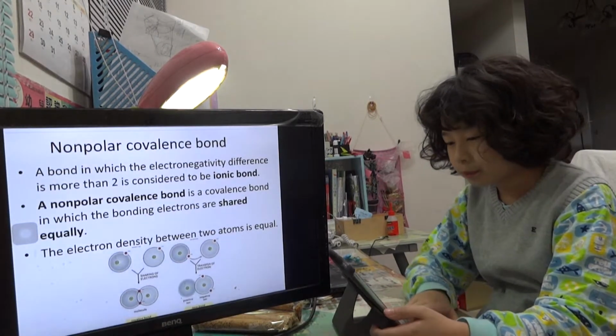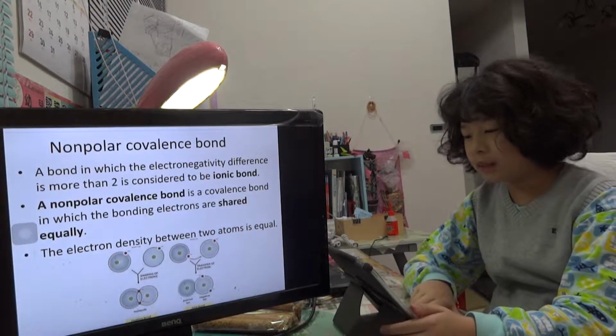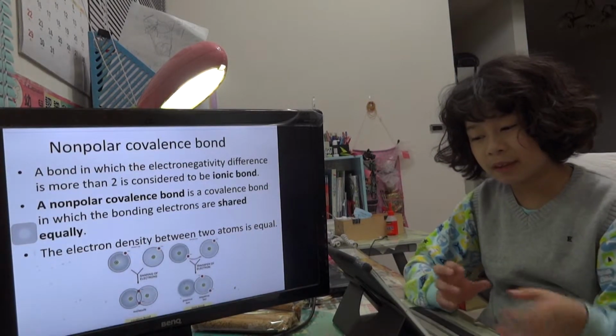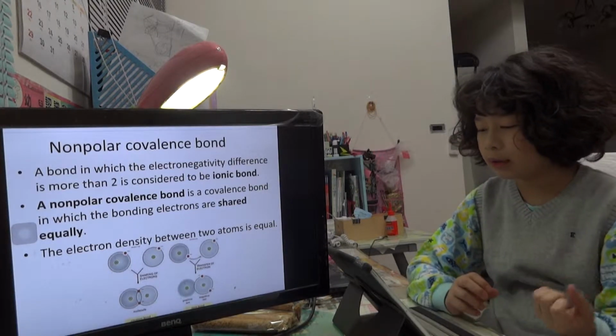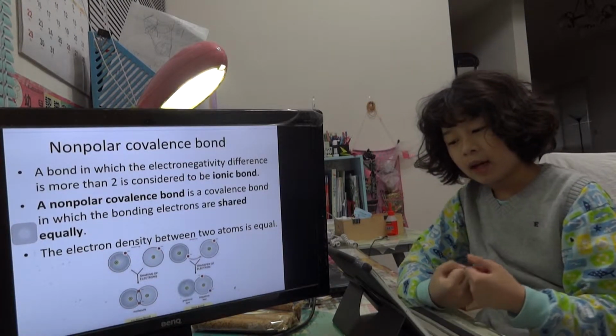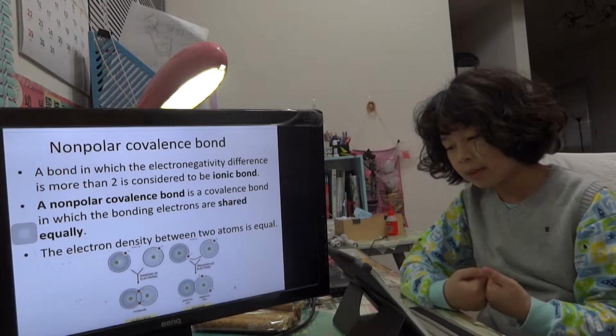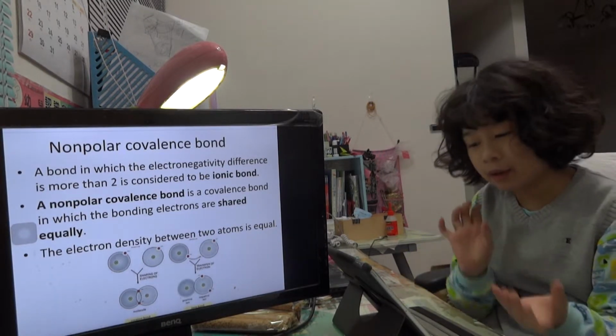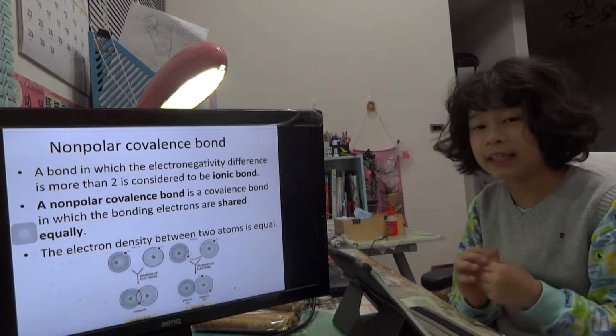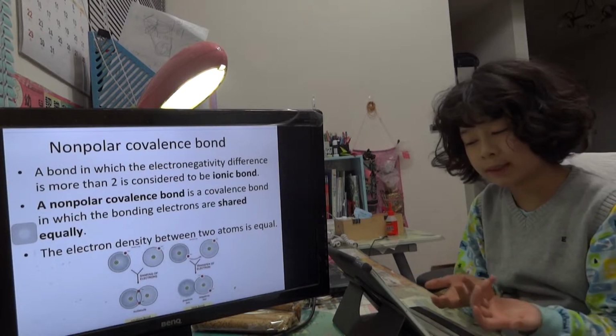A bond which has an electronegativity difference of more than 2 is considered an ionic bond. A nonpolar covalent bond is a covalent bond in which the electrons are shared equally. The electron density between the 2 atoms or more atoms is equal.